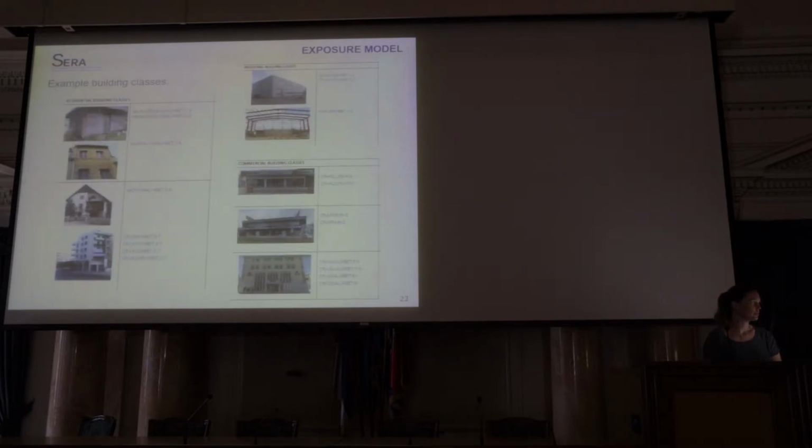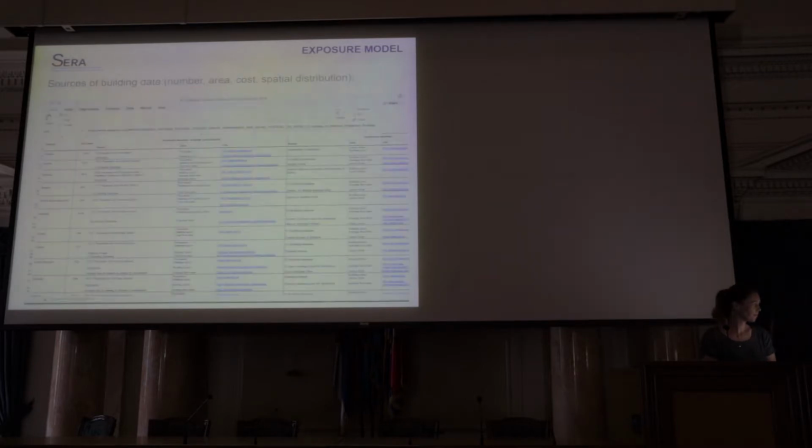So here are just some examples of building classes within our European exposure model, showing what the GEM taxonomy looks like. Here are some unreinforced masonry residential buildings, some reinforced concrete frame buildings. These are the residential classes. Up here, some typical industrial steel or precast post and beam or frame buildings. Some commercial buildings used for retail or also for hotels and offices, typically also reinforced concrete buildings.